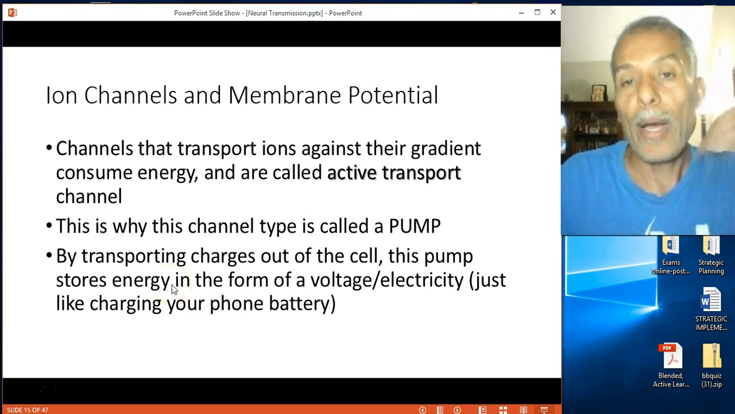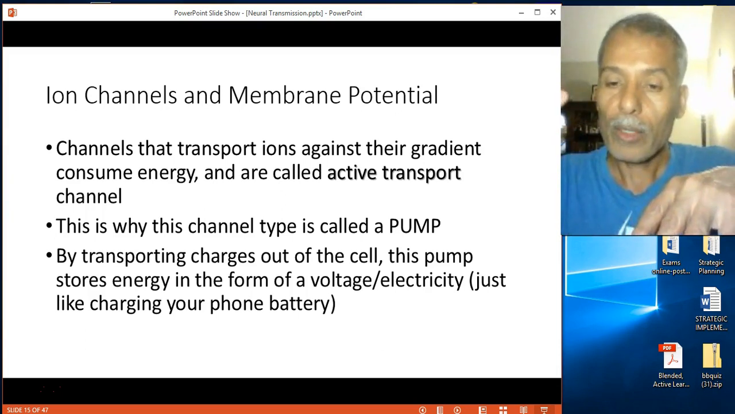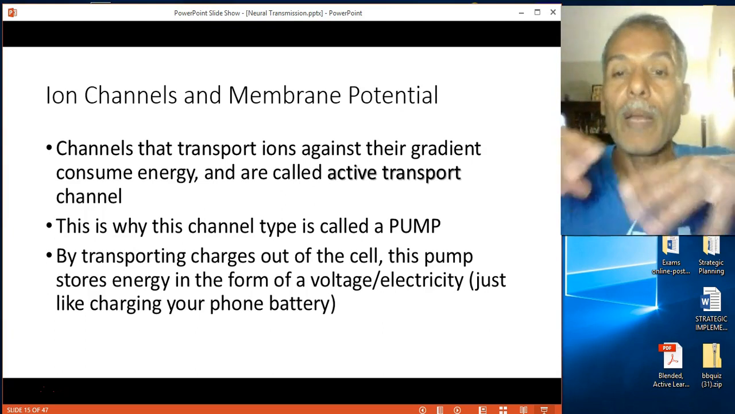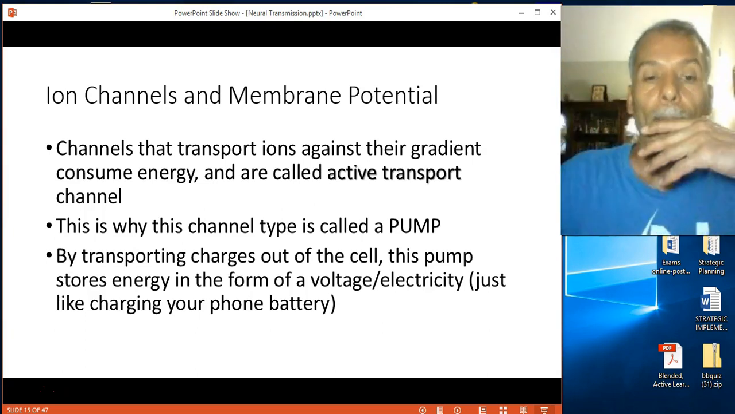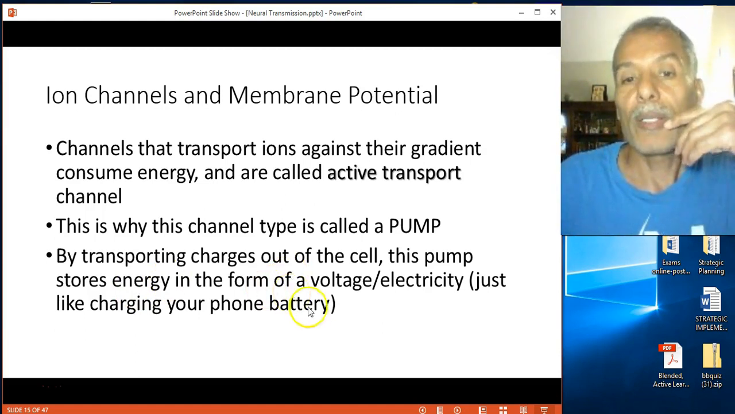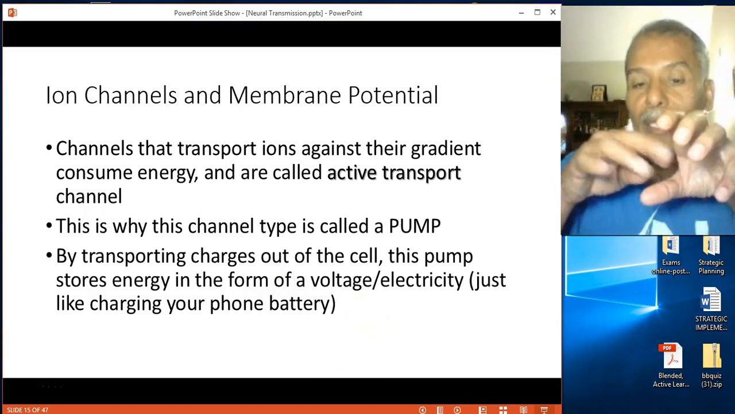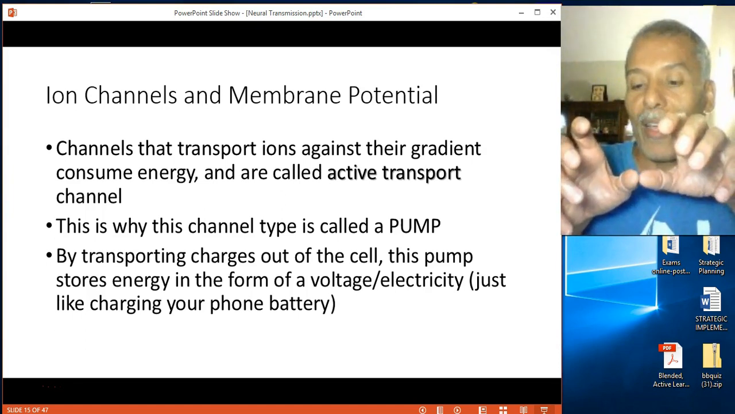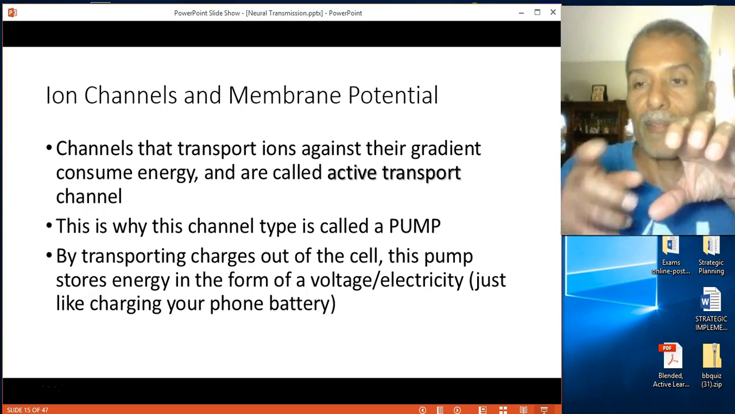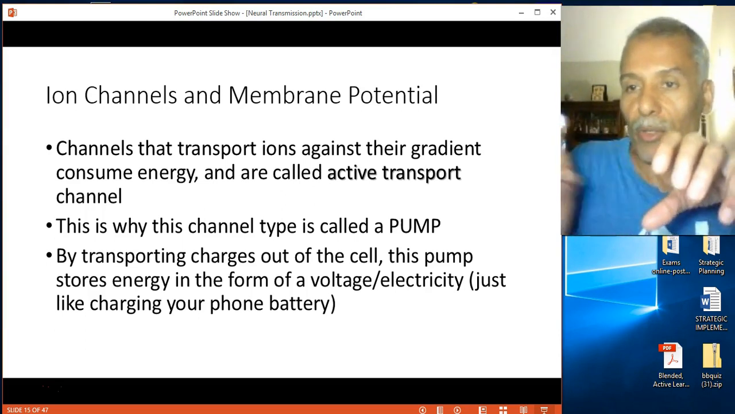So the pump, by transporting the ions to the other side that has more, is actually building voltage. They are building electric potential. And this is just how your phone battery, by the way, works. You have one compartment and another compartment. One compartment has negative charges, one has positive. And then when you connect them, the negative attracts the positive. As they come in, they create that energy for your phone.